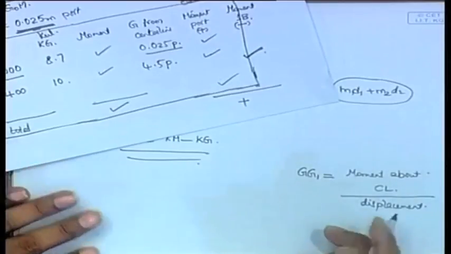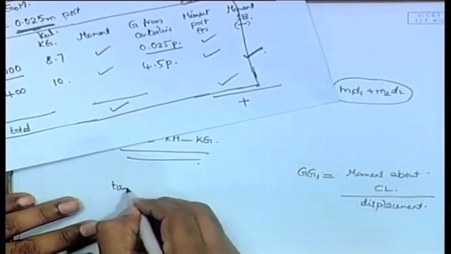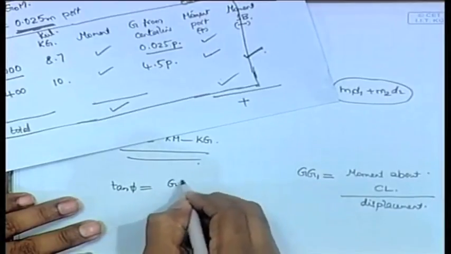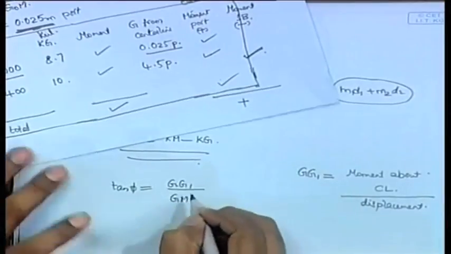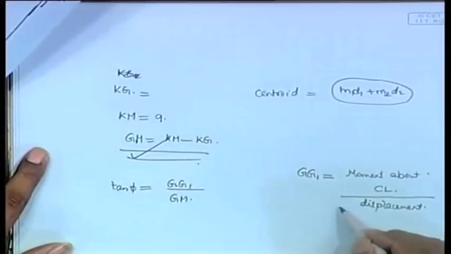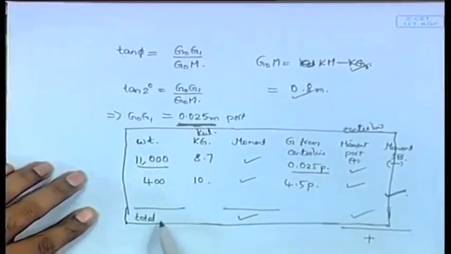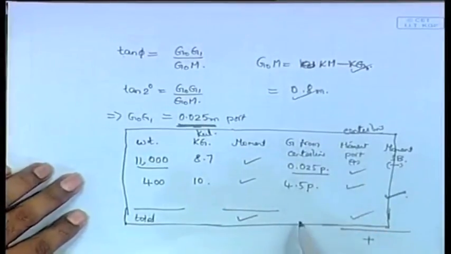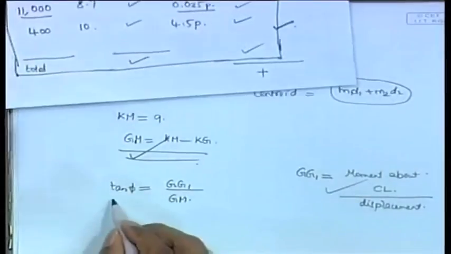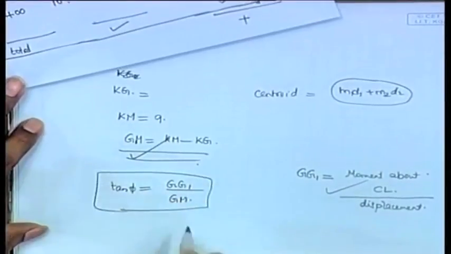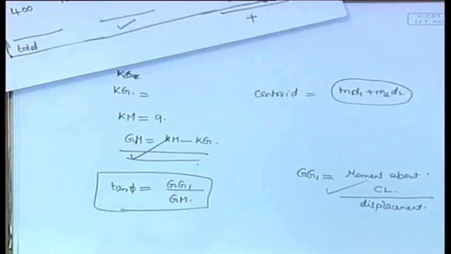So you just do that, and then we finally apply the formula tan phi is equal to g1 divided by gm. Note that we have calculated gm here, and we have calculated g1 using this formula. So to calculate gm you need this, to calculate g1 you need this, and once you have these, you can get tan phi. Very simple formula, you can just apply this, okay. This is how you find out the new heel due to a weight being shifted, okay.